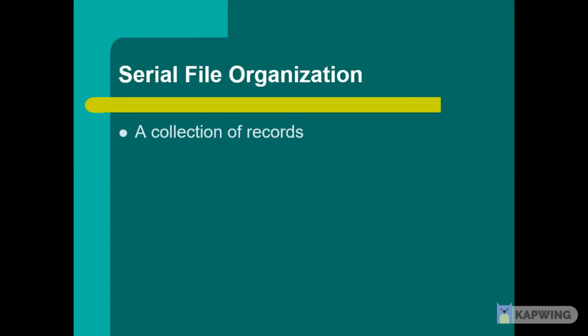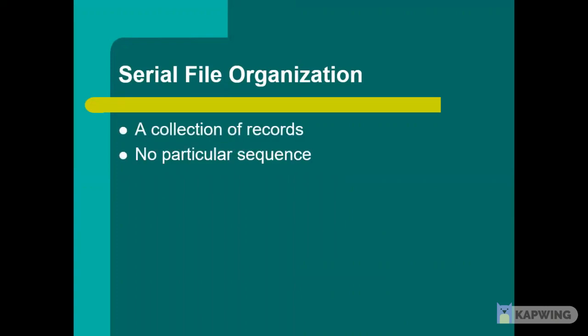So a file is nothing but a collection of records. How the records are stored, and how those records are accessed by the user, is specified by the file organization. In a serial file organization, there is no particular sequence of records. You can store in any sequence. Whichever data comes serially, we store in a serial manner. So it cannot be used as a master.